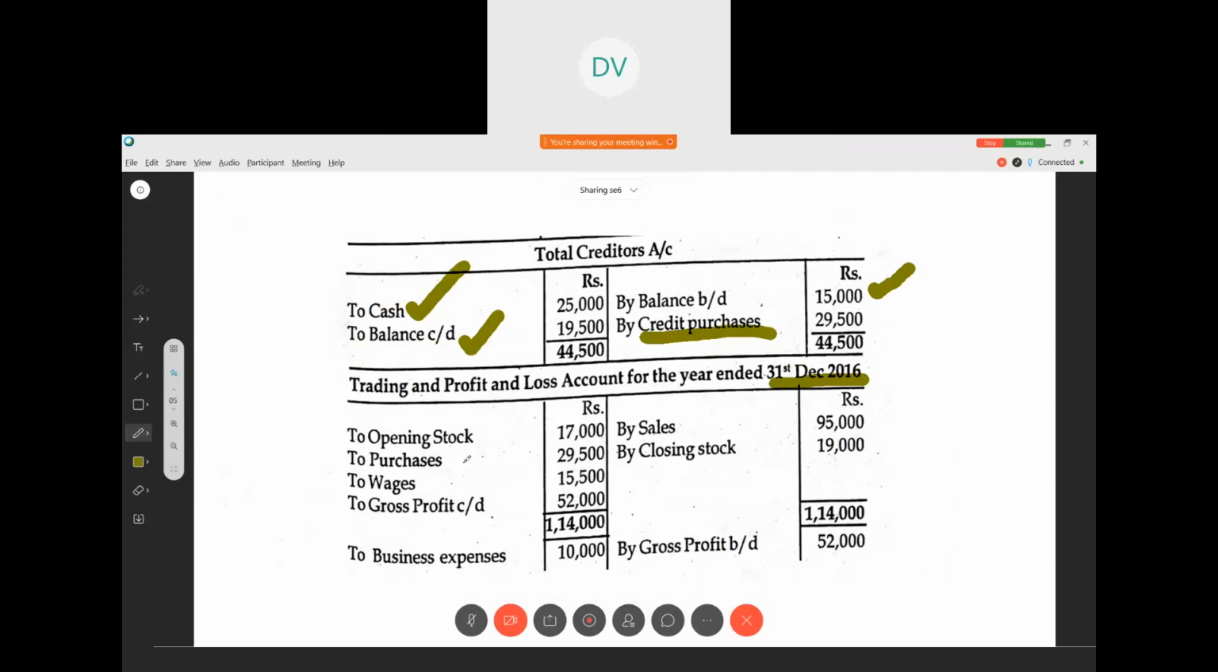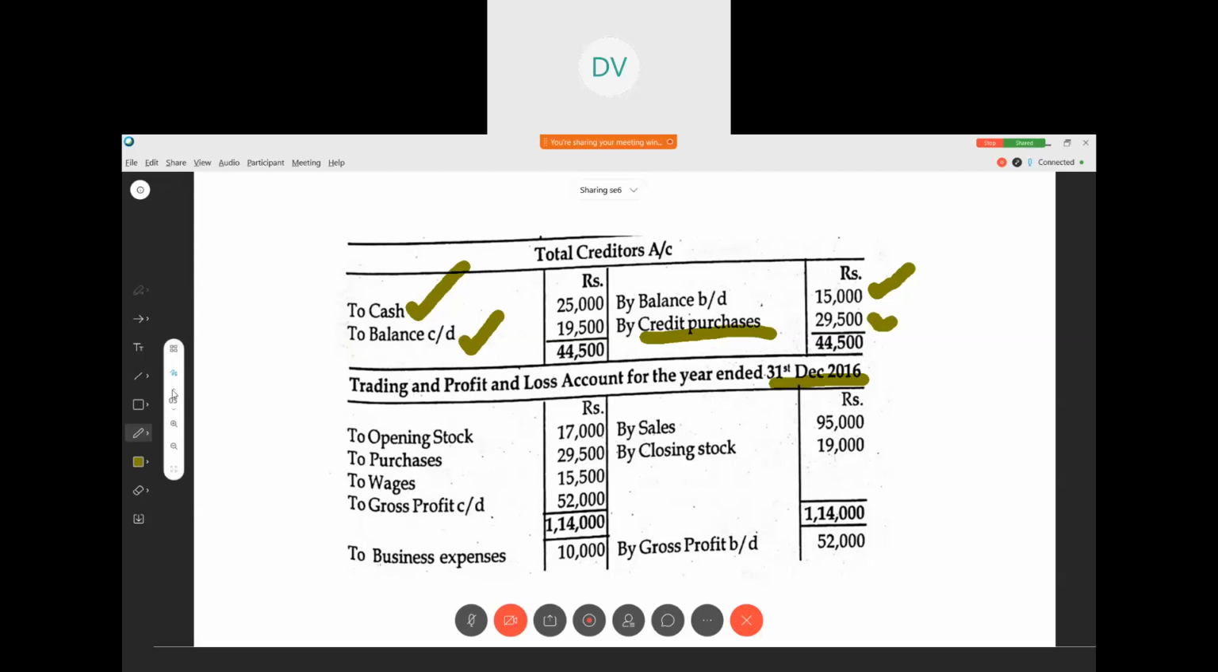Purchases. This usually cash purchases plus credit purchases. If there is any cash purchases, that will be given in the cash book. Credit side, payment they'll give. But here there is no cash purchases. So credit purchases only 29,500 is there. Same thing we are writing. Wages. It is there in the cash book because they made the payment, right? So wages direct expenses we are writing here.